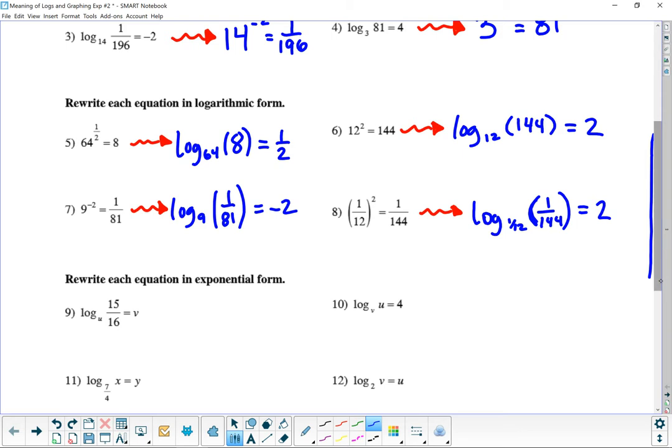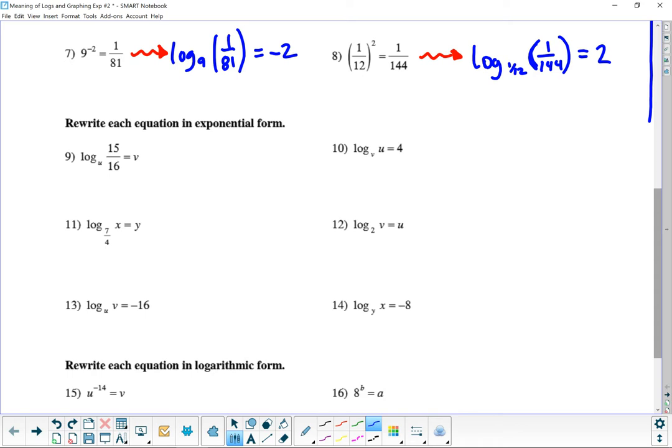Okay, 9, 10, 11, 12, 13, 14, same kind of scenario. Rewrite each equation into exponential form. So if we rewrite this, this is going to become u to the v power equals 15 over 16. And the directions don't say anything about solving, so we're just going to leave it like that. Okay, this one's going to turn into v, because that's the log base. So v to the 4th power, that's going to equal u.